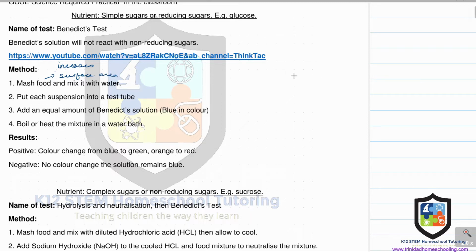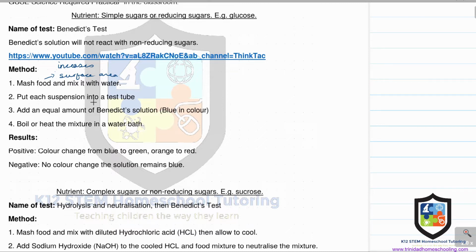What that does is, instead of pouring your solution on one big chunk of food, we will mash it up so that we're breaking this up into smaller pieces so that the solution will be able to hit more places than just this one surface area. Basically, four large areas we've broken up into many little pieces. That's why we mash the food first. Some foods you might be able to see a color change immediately, but the best thing to do is to mash the food.